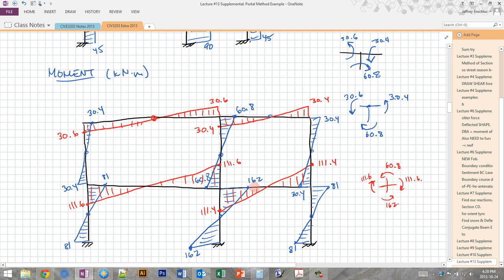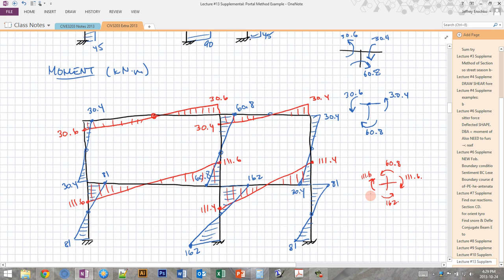Again, all of these are straight lines. These are all triangular, and if I look at the equilibrium about the center joint here, you'll see that this 60.8 causes a counterclockwise rotation about the center joint. Same with the 162.2 causes a counterclockwise rotation about the center joint, and then 111.6 and 111.6, so 111.6 plus 111.6 minus 60.8 minus 162 equals approximately 0. So we know that that makes sense.